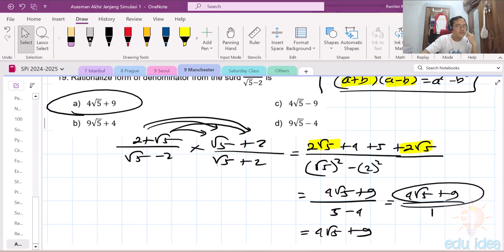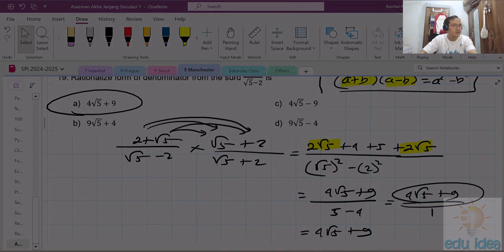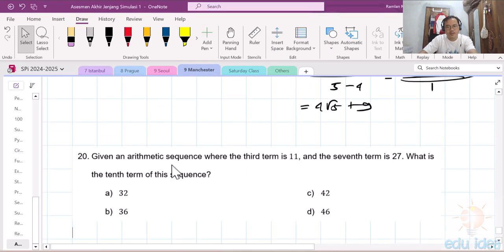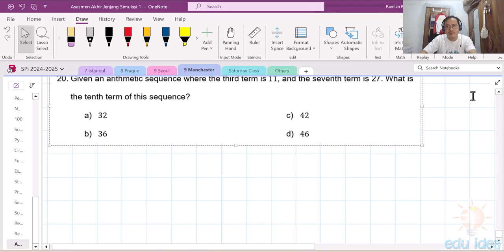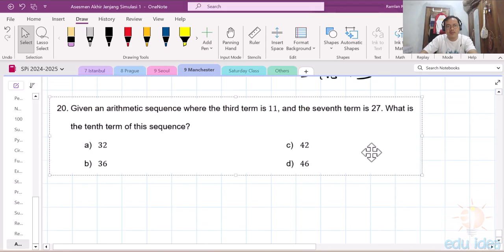Okay, let's go to number 20. Number 20 is about sequence. Let me just copy the question first. Here we go. Given an arithmetic sequence where the third term is 11 and the seventh term is 27, what is the 10th term of the sequence?